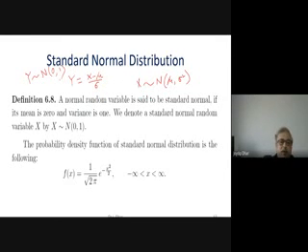So actually, with this substitution, y is equal to x minus mu by sigma, we get the standard normal distribution. The standard normal distribution looks like this, as you can see on the previous slide. It is actually easier to present. Its mean is 0 and its standard deviation is 1. Almost 99.4% of the area lies between -3 and +3.